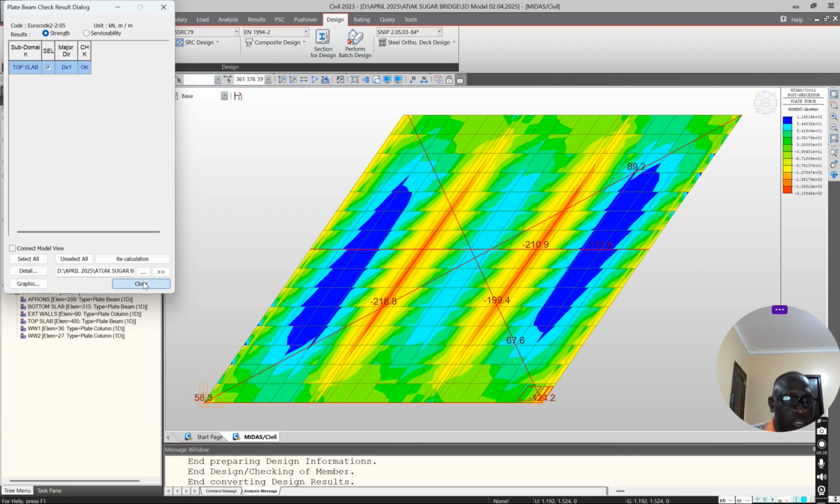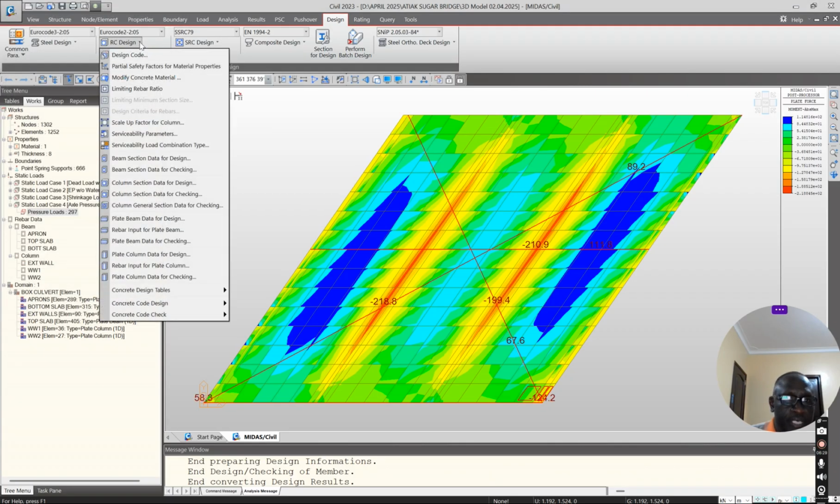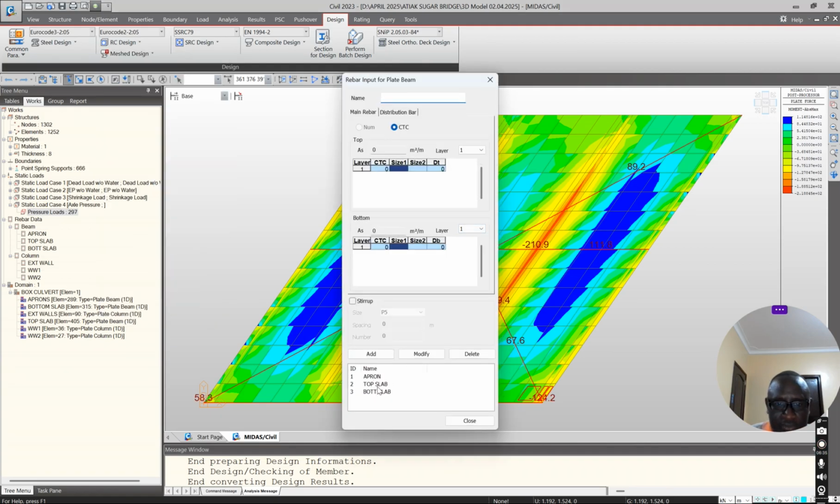So what I would do, I can easily go back here in the plate, rebars, and then I try to look at the top slab, and I can do maybe a 20 here, and then the distribution, that's 16. I can do 0.2 here, 0.2, modify, then I go back to the main bars, I do this to 0.2, so 0.2. I'm just trying to check and see.